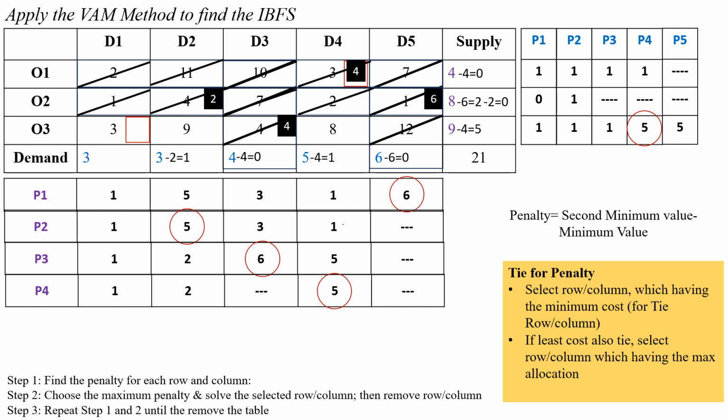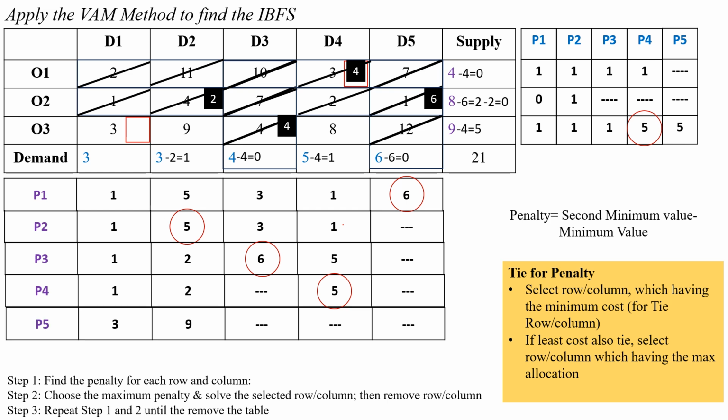So here the O1 row we have already removed, and the second row is also removed. For the third row, the penalty is 8 minus 3, which is 5. Similarly, you have to calculate the penalty for the columns. Here we have only one column left. So the penalties are 3 for the D1 column and 9 for the D2 column, and the D3, D4, D5 columns are removed. Among these values, the maximum penalty is 9, so that is for the D2 column.